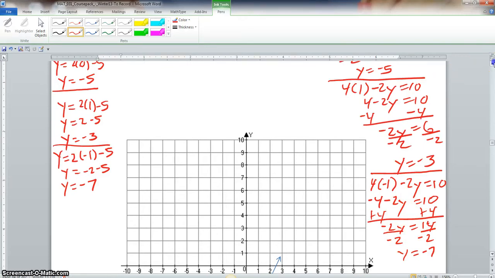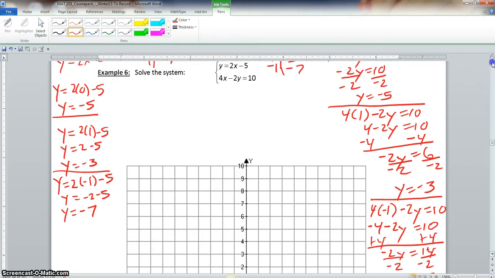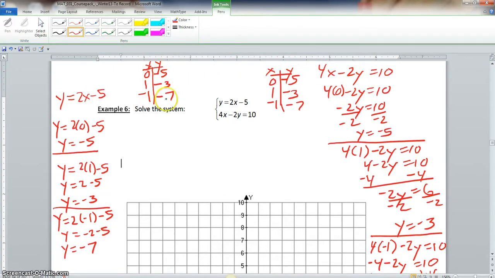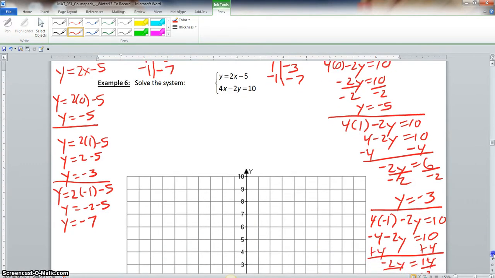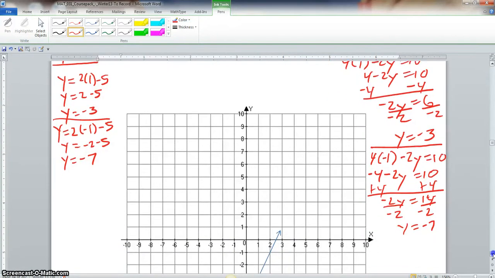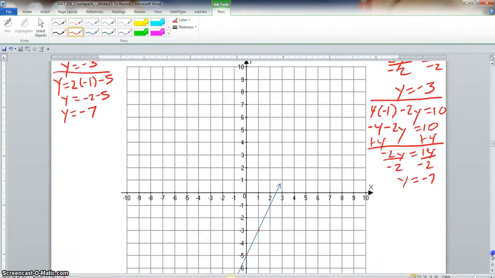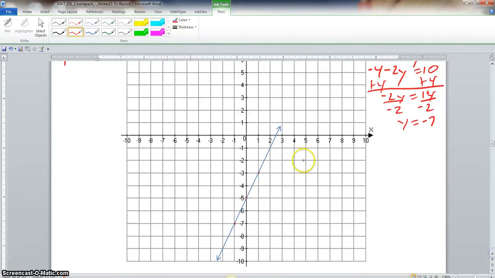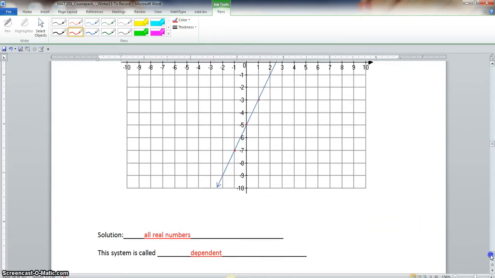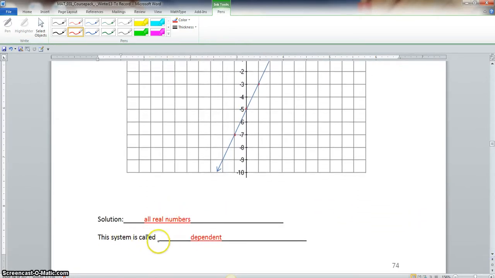Now, when you go back up here and we look at our tables, if you notice here, our x values are the same and our y values are the same. When that happens, that is called all real number solution, which you will see down here. What you would see down here is just one line, because both of the lines will be exactly the same because they have all points in common.